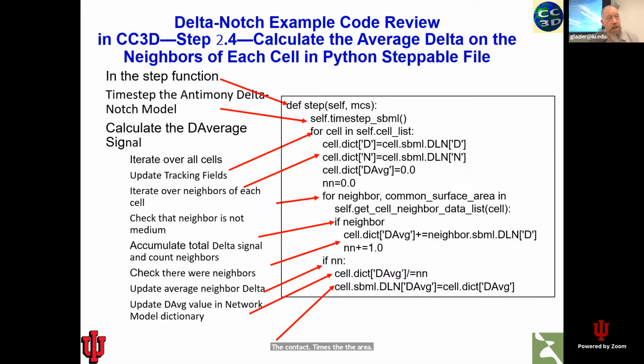In other words, when you do cell dict of D average, instead of plus equaling neighbor.sbml.dln D by itself, you'd multiply by common surface area. And then instead of dividing by nn, you'd divide by the total contact area of the cell. Why don't people try that? If there are any questions, let me know, and I'll give people 2 or 3 minutes to do that. You have to add 2 lines of code and change 1 line.